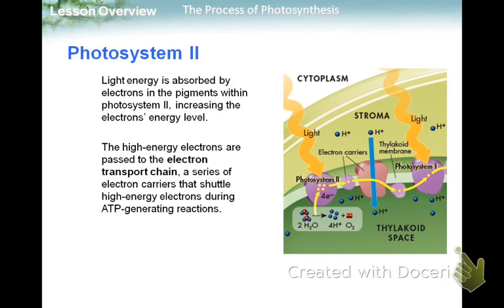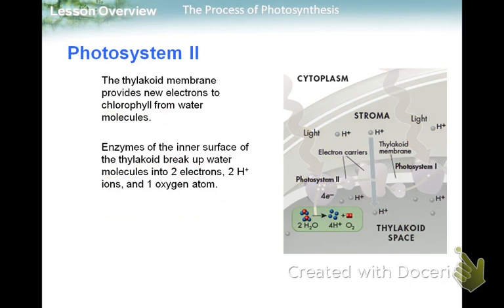In photosystem 2, light energy is absorbed and the electrons go to a higher energy level, and then they are passed on to what's called the electron transport chain. It's a series of electron carriers that shuttle high energy electrons and make ATP. The thylakoid membrane gives new electrons to chlorophyll from water molecules. So this is where water goes in.